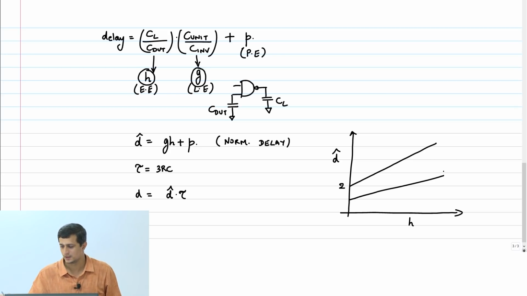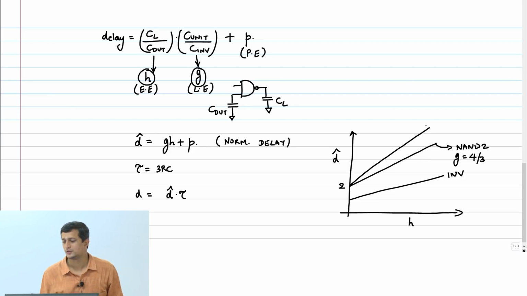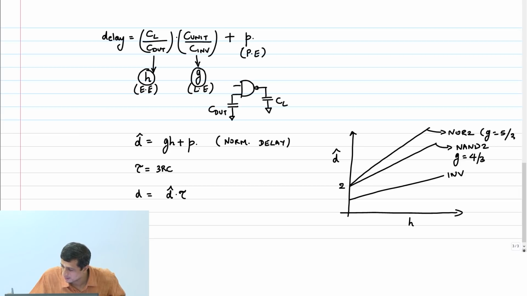Lower slope, this is an inverter, this is a NAND 2. The slope is G equals 4 by 3, logical effort. A NOR 2 would have the same parasitic delay, so it would start at the same point, but the slope will be what? 5 by 3. So you will have NOR 2, G equals 5 by 3.